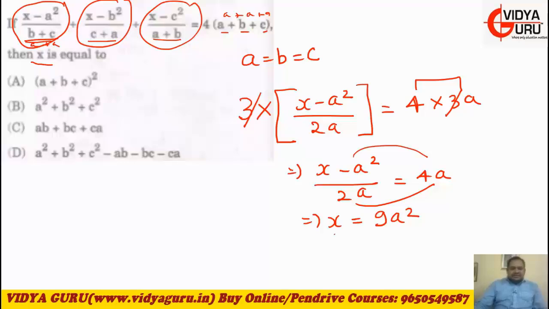So which option is acceptable? So this is a plus a plus a. So 3a square. So this is 3a whole square. So equal to 9a square. So this can be accepted.